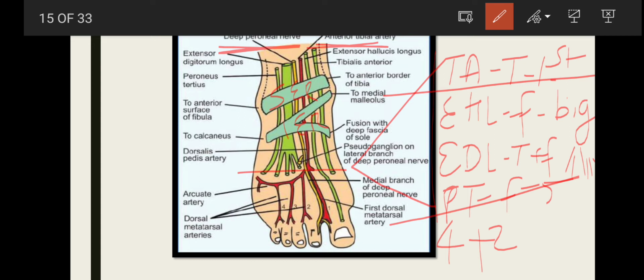Now in order, first is tibialis anterior, second is extensor hallucis longus, third is the anterior tibial artery, fourth is the deep peroneal nerve, fifth is extensor digitorum longus and sixth is peroneus tertius. These are the structures passing under the retinaculum: four muscles plus two vessels, that is, the anterior tibial artery and the deep peroneal nerve.